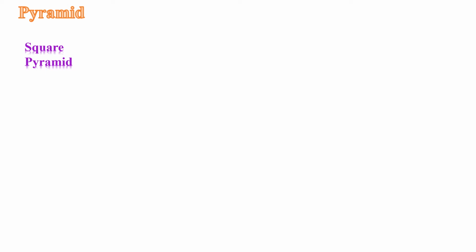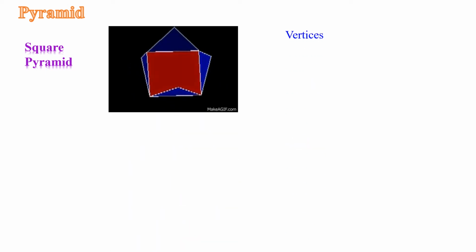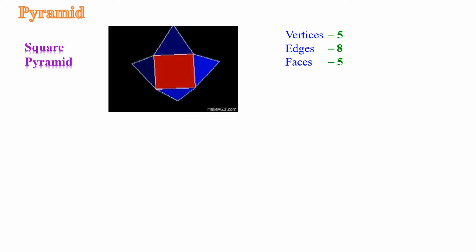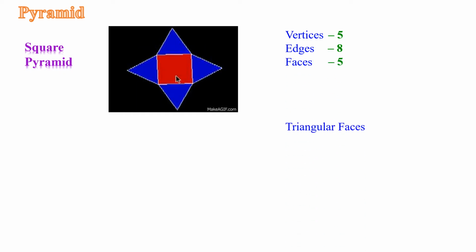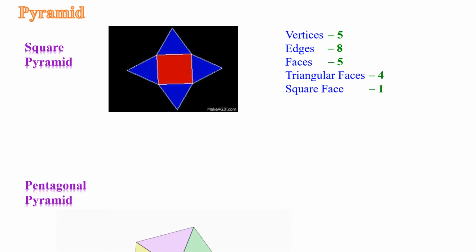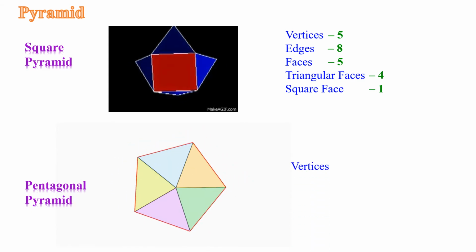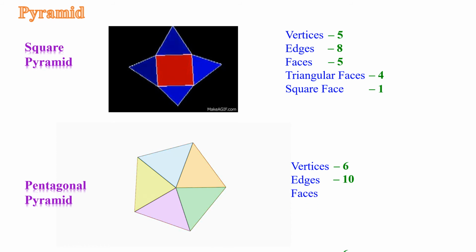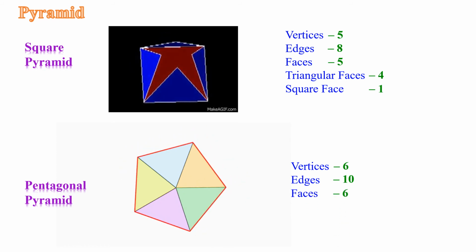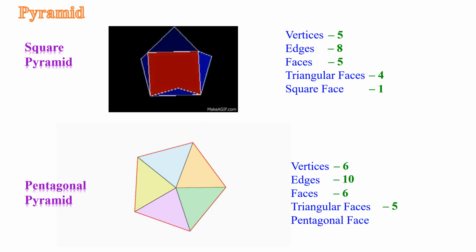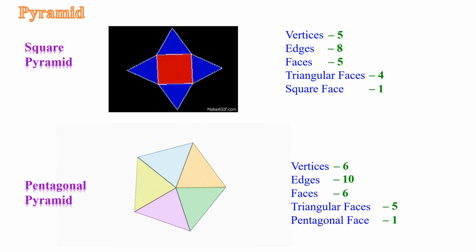Square pyramid. A square pyramid has vertices 5, edges 8, faces 5. These faces consist of 4 triangular faces and a square face. Pentagonal pyramid. A pentagonal pyramid has 6 vertices, 10 edges and 6 faces. Of these 6 faces, 5 are triangular and 1 is pentagonal.